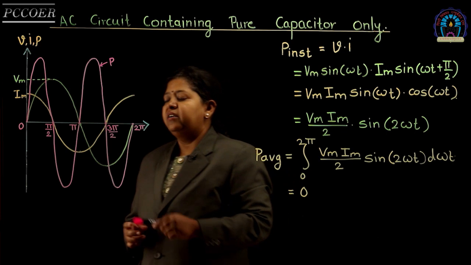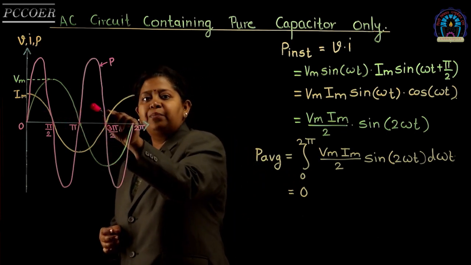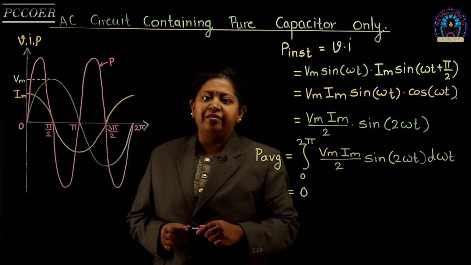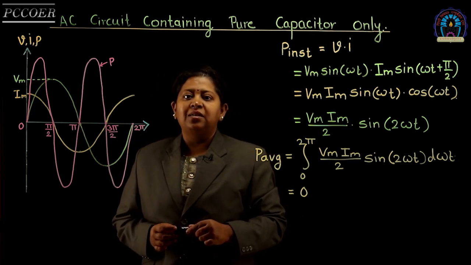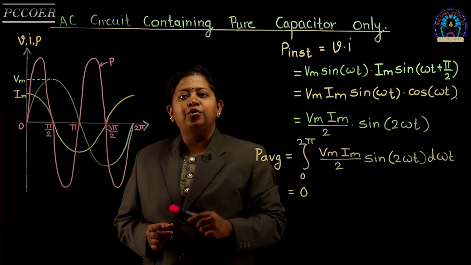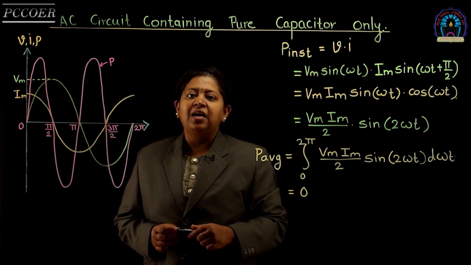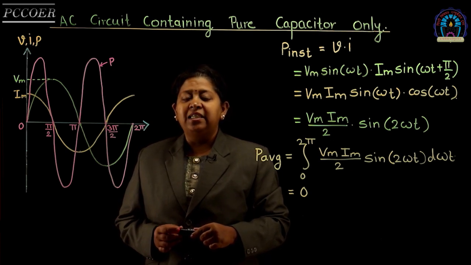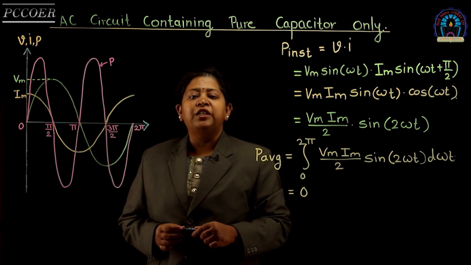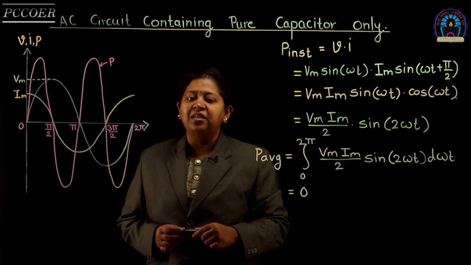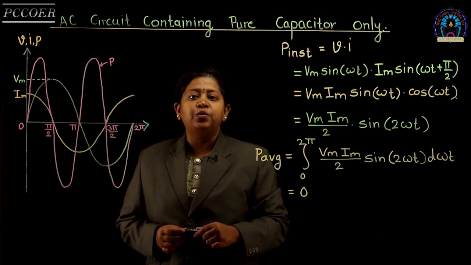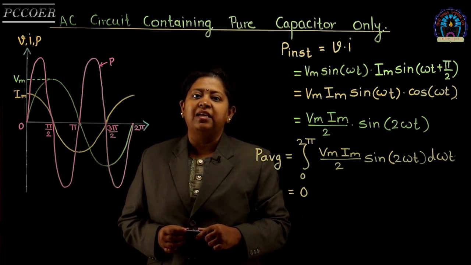It can be seen that for half cycle duration the power is positive and for the remaining half cycle duration the power is negative. Positive power means the power flows from source to load, that is to the capacitor, and negative power means the power is flowing from load to source. That means the capacitor is a device which accepts power for half cycle duration and gives it back to the supply for the remaining half cycle duration. So it is a device which doesn't consume power, it accepts power, stores it and gives it back to the supply.